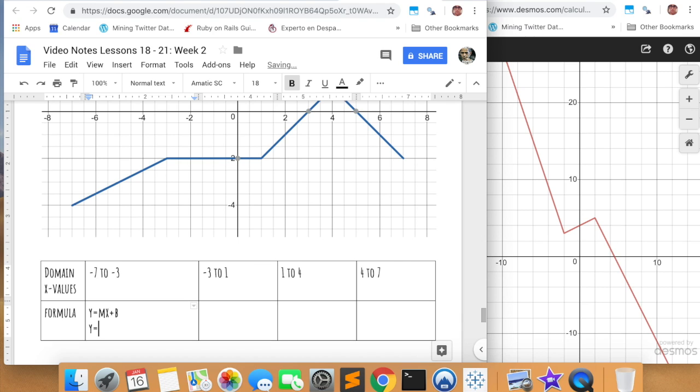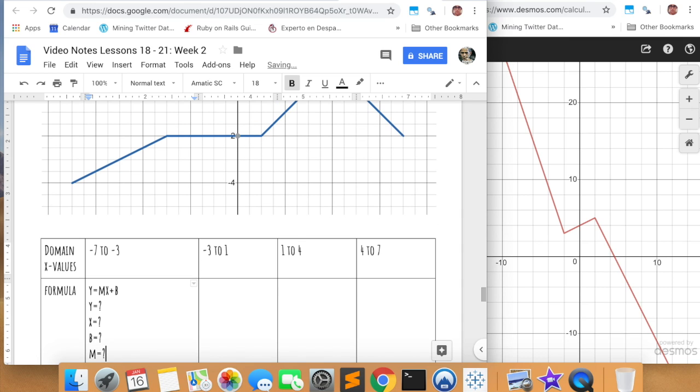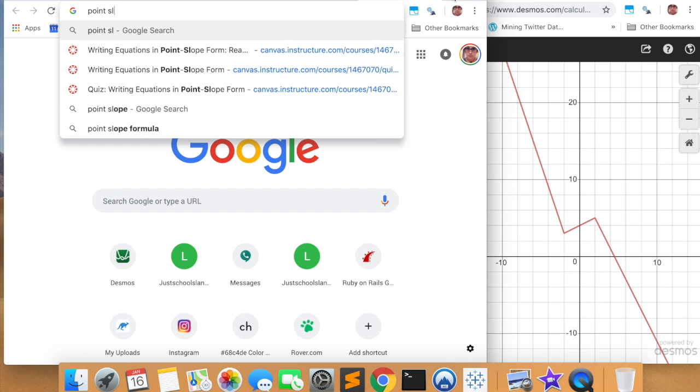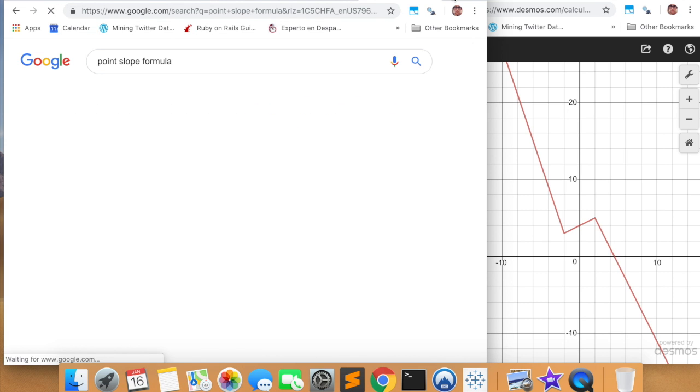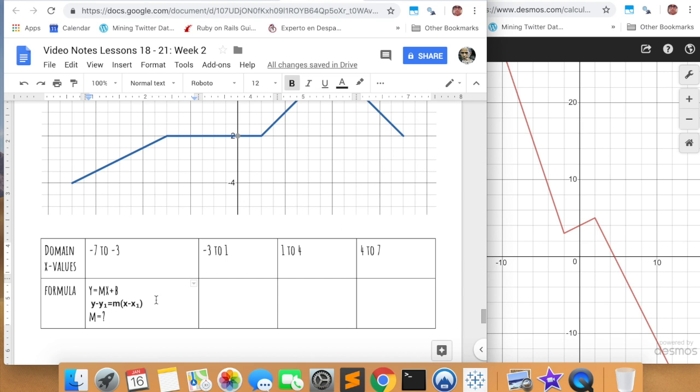I'm going to use either mx plus b as the equation to plug in. But the problem here is that I don't know what m, x, b are, and some of these intervals don't have a y-intercept, so it might be a little hard for me to do that. I might need to use the point slope formula for this equation, and I kind of forgot what the point slope formula was, so I'm going to use my friend Google here, and Google what that formula is. Point slope formula. Oh, there it is. Just going to go ahead and copy and paste it on my notes. There I have it, and I just start plugging it in.